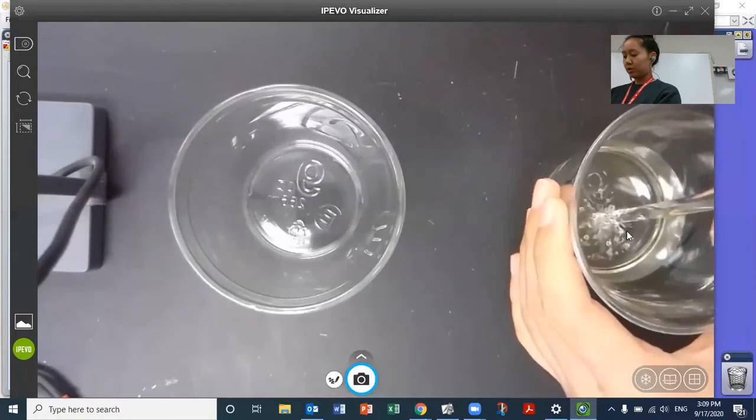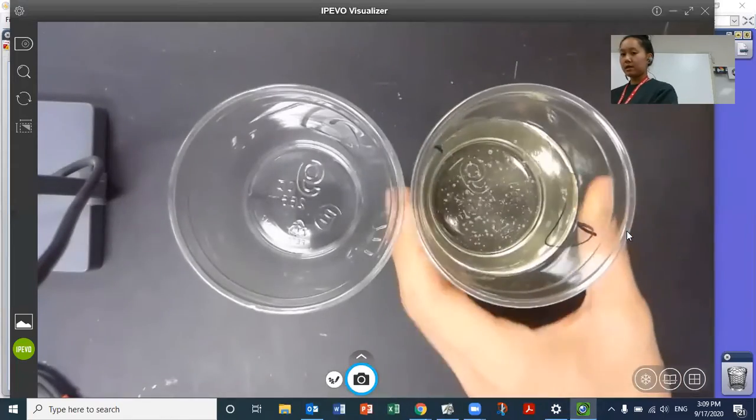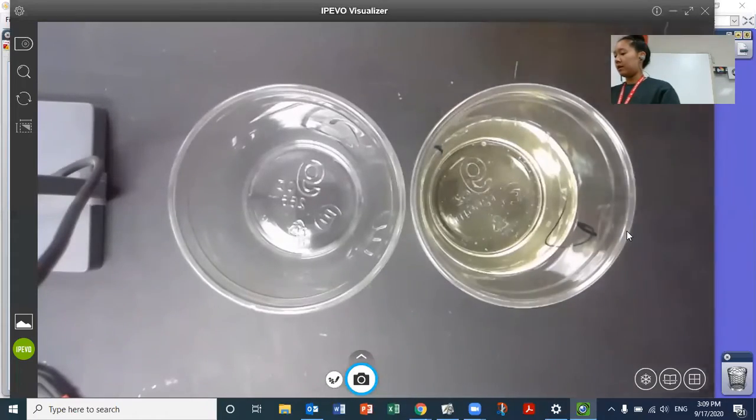It's got a yellowish tinge to it. And you can kind of see that there are bubbles that form in it, and they don't stay for a long time. And then in the other cup, I'm going to pour regular drinking water, literally from my water bottle.